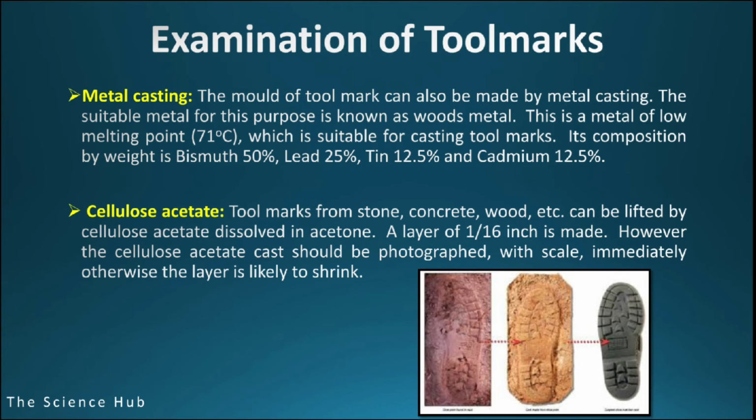Then another casting method is with cellulose acetate. Tool marks from stone, concrete, wood, etc. can be lifted by cellulose acetate dissolved in acetone. A layer of 1/16 inch is made. However, the cellulose acetate cast should be photographed with scale immediately, otherwise the layer is likely to shrink.